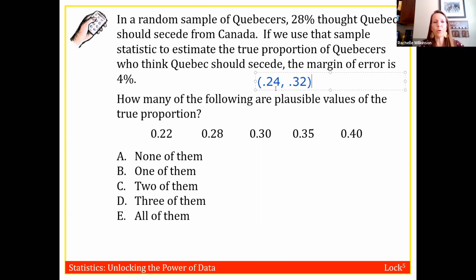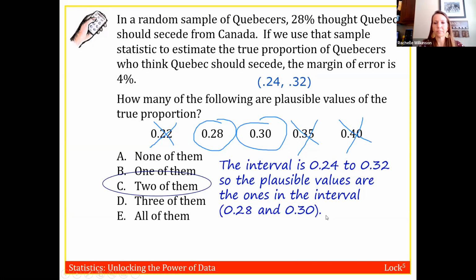Okay, so our interval went from 0.24 to 0.32. Everything inside that interval is going to be considered a plausible value, and everything outside the interval, not a plausible value. So 22, not in the interval, not plausible. 28, hey, that one's in the interval, so plausible. 30, that one's in there, plausible. 35, not in there, not plausible. 40, or 40%, 0.40, not in the interval, not plausible. So yes, C is the correct answer for that one.